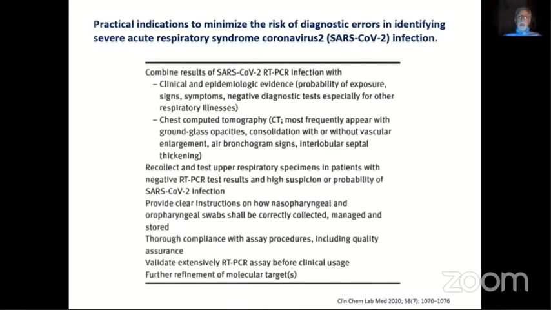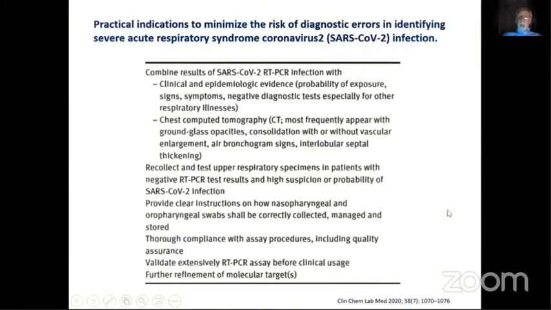Some practical indications to minimize the risk of diagnostic errors in identifying severe acute respiratory syndrome infection. For sure, it's very important to consider the clinical and epidemiological evidence: the probability of the exposure, the signs, the symptoms, and the negative diagnostic test, especially for other respiratory illness. This clinical epidemiological evidence is really important. It's important also to do a chest computed tomography. This is really one of the tests that you may add to the molecular to confirm.